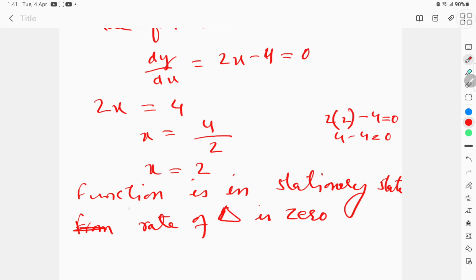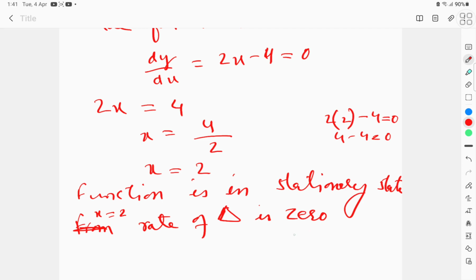From the above analysis of the first order derivative of the function, the rate of change is 0 where the value of x is not 0, it is 2. So it means the function is in stationary state when x is 2.